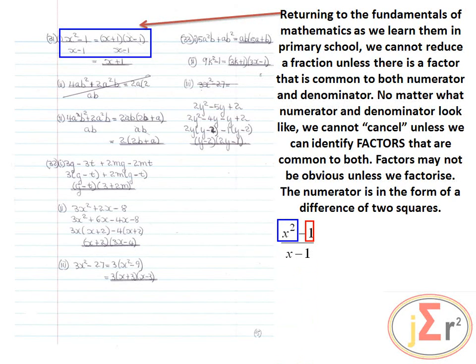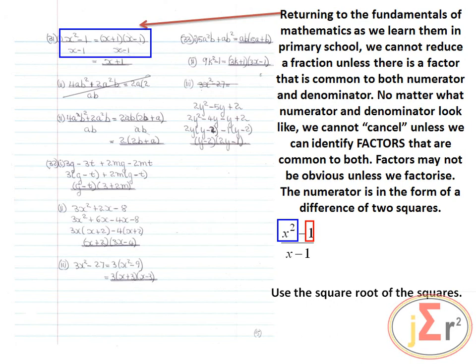Now, as it is said, the numerator is in the form of a difference of two squares. So we will factorize the difference of two squares. We need to have a factor or factors that are present in both numerator and the denominator before we can reduce the fraction. Therefore, if we can factorize, that may be our best option, because as it is said, factors may not be so obvious unless we factorize.